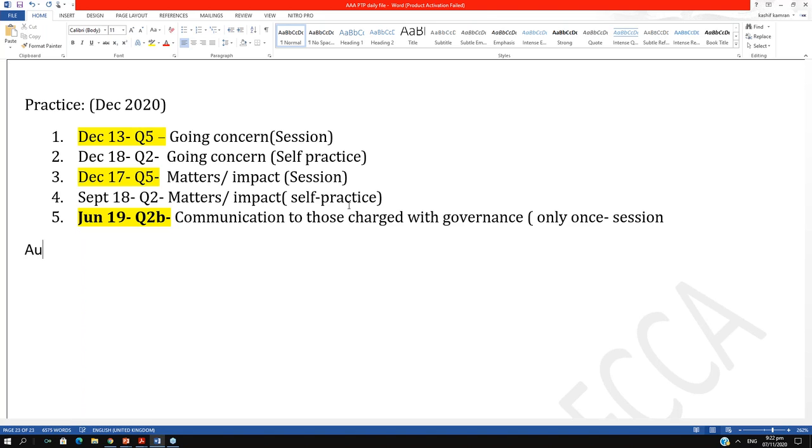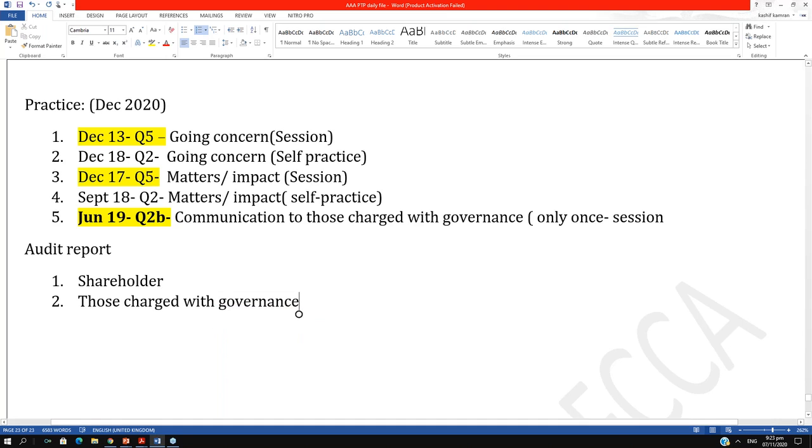Now when we look at the audit report, there are two types of audit report. One which goes to the shareholder, and one is the audit report which goes to those charged with governance. As a student, I think you are more familiar with the audit report to shareholder. Am I right? Because the typical question which comes in the AAA paper is the audit report to shareholder. What you study in the AA paper, the F8 paper, or in the P7 paper, the AAA paper, it's all about the audit report to shareholder.